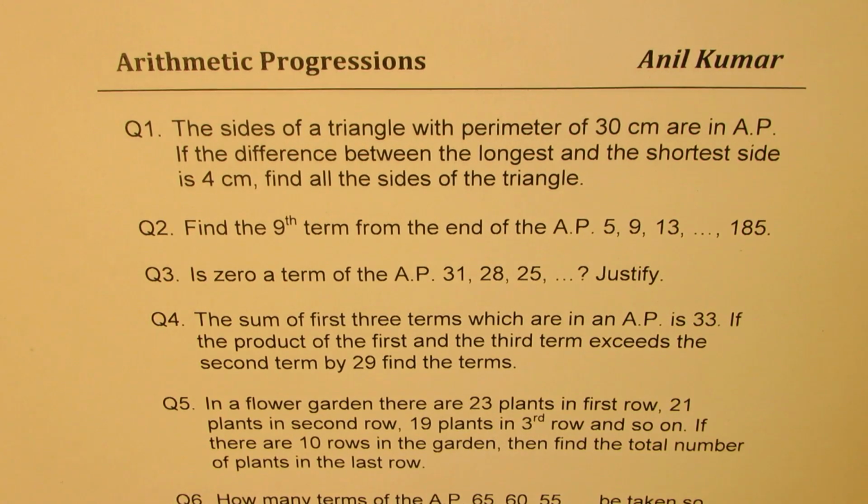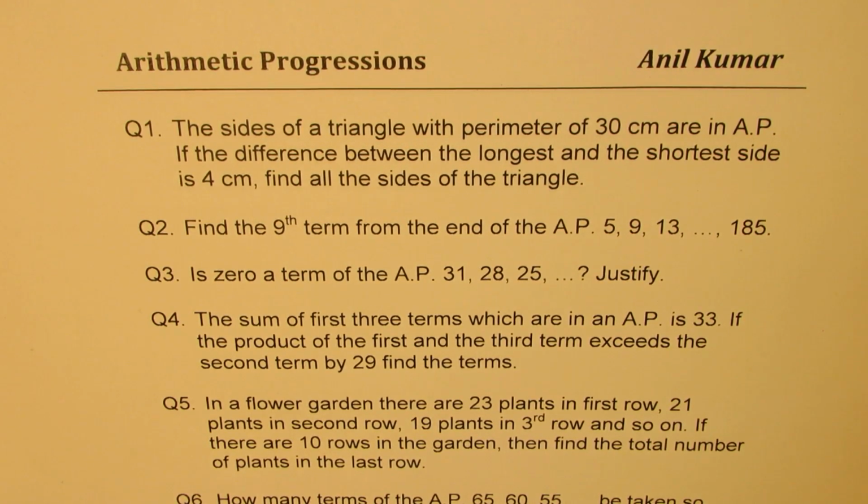Question number 1. The sides of a triangle with perimeter of 30 cm are in AP. So I've used AP for arithmetic progression. If the difference between the longest and the shortest side is 4 centimeters, find all the sides of the triangle. Question 2. Find the ninth term from the end of the AP 5, 9, 13 till 185.